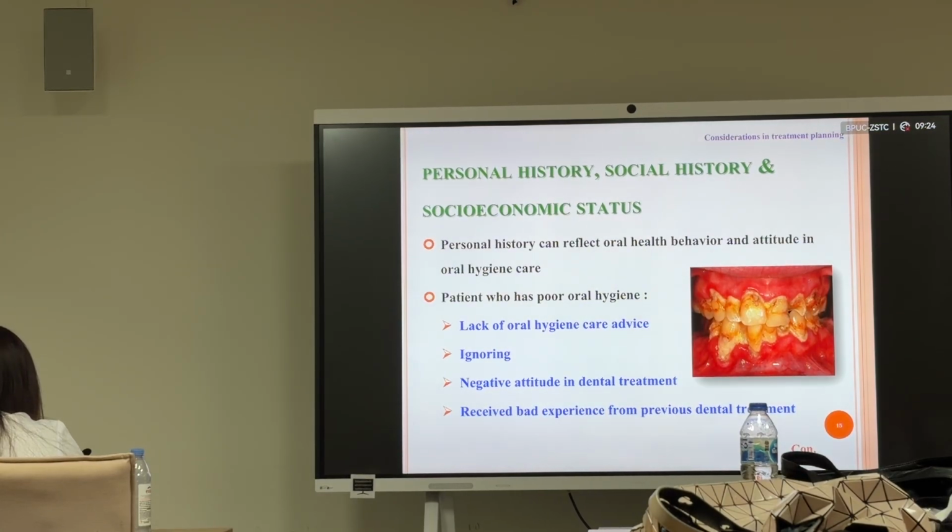Okay, when you see the oral condition like this, what should you do or add in the treatment plan? First, like scaling, maybe first to remove all the microorganisms before doing any invasive treatment. Okay, that is one of the good answers.